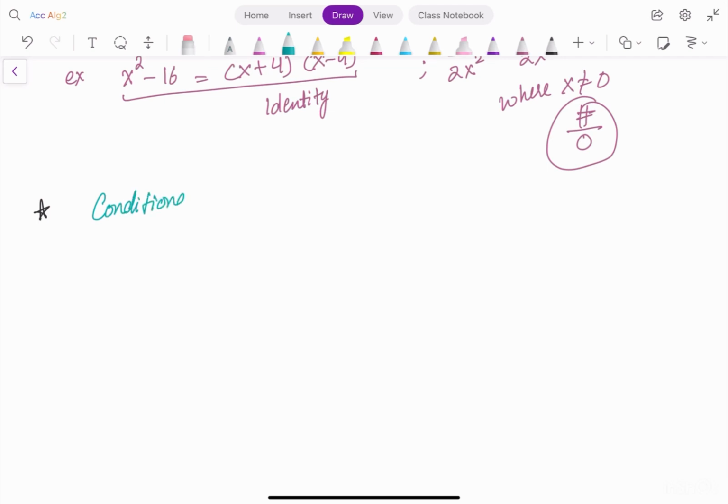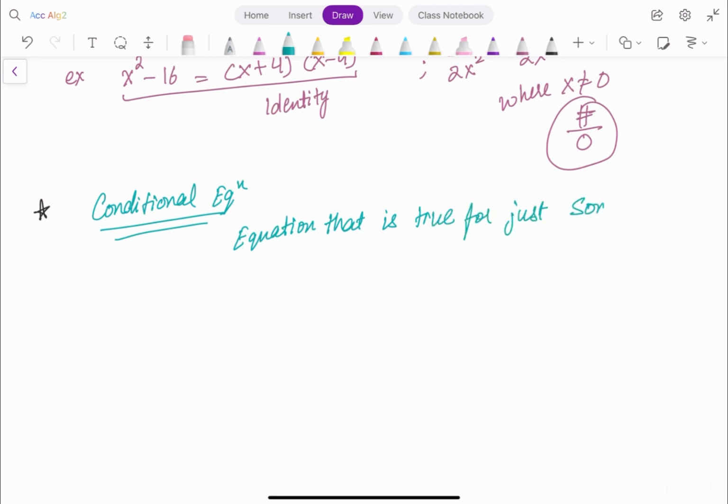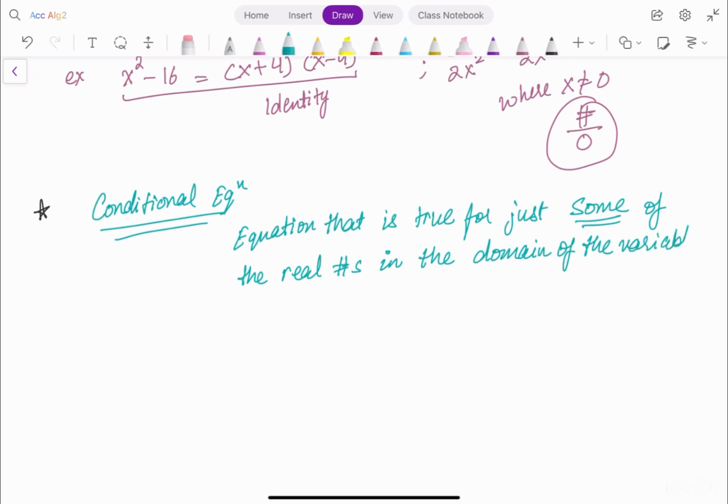Now, there is another type of equation that is called conditional equations. What are they? An equation that is true for just specific real numbers in the domain of the variable, not all the numbers. That is called a conditional equation because there is a condition that it will be true only for certain values of the real numbers, right? Certain real numbers will be the solutions of the equation. So that is called a conditional equation.